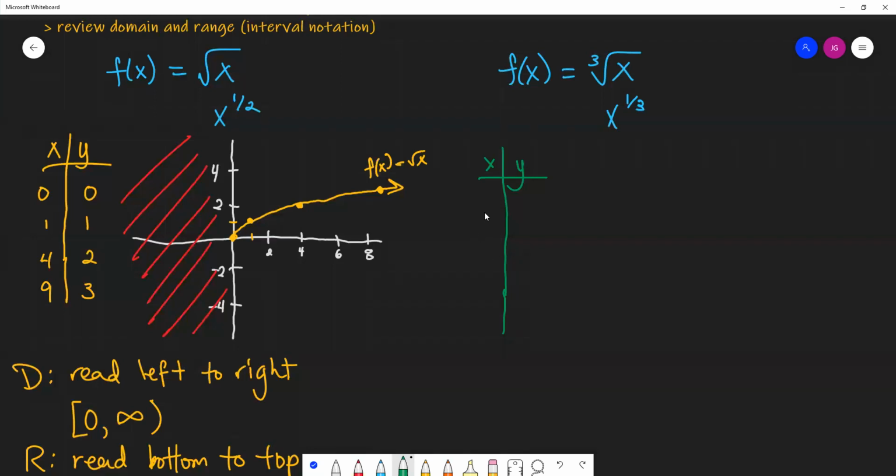I'm going to be strategic here as well. I'm going to go up to -8, -1, 0, 1, 8, because those are nice perfect cubes. The cube root of -8 is -2, because -2 times -2 times -2 is -8. Cube root of -1 is -1. 0, 1, 2. Okay, so I'm going to graph this one as well.